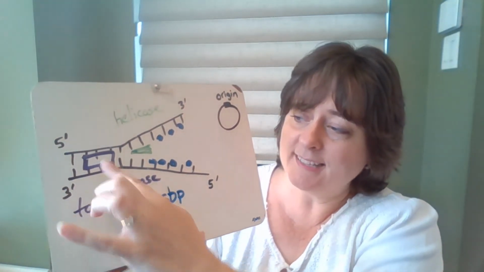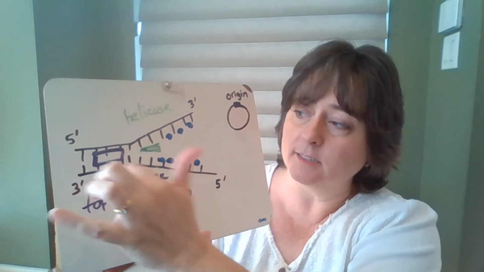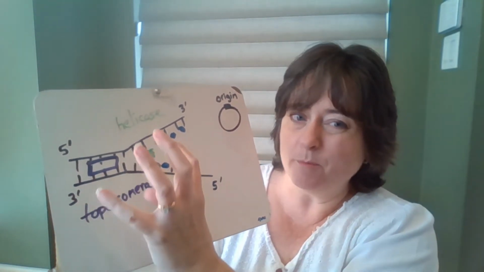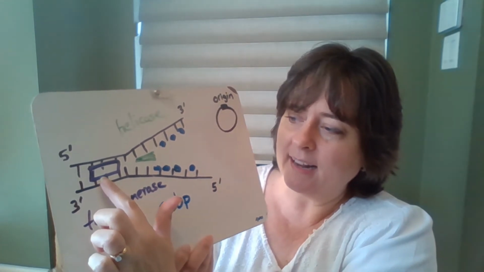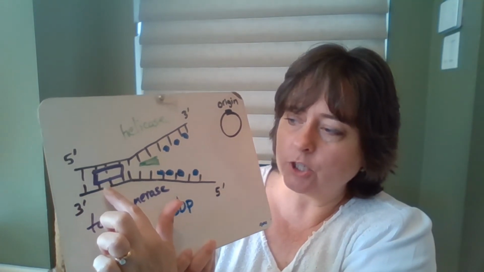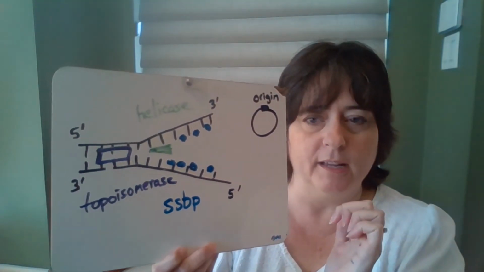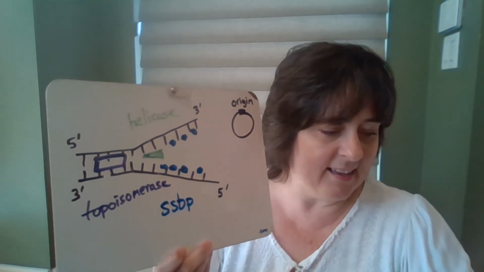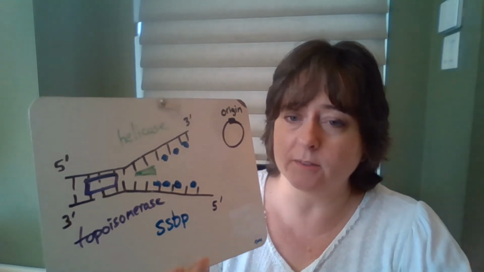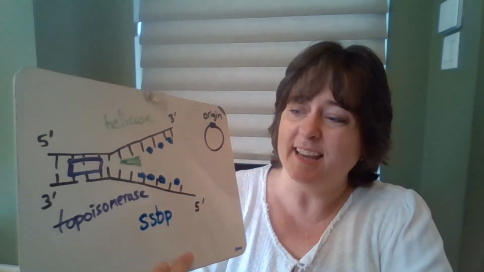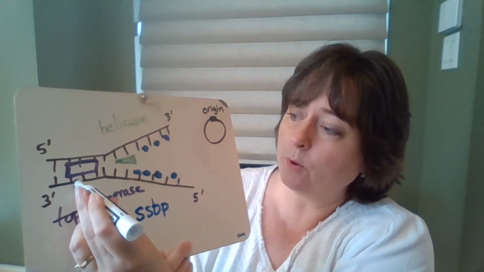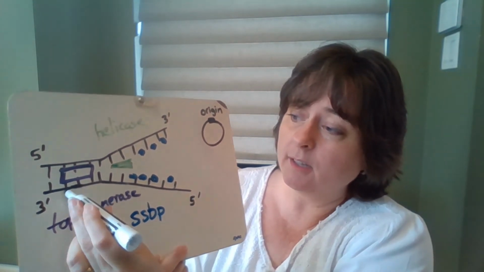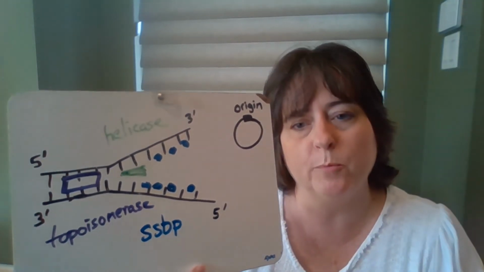The way it does that is this enzyme binds to double-stranded DNA. And remember, it's got a lot of pressure on here. It actually nicks that sugar phosphate backbone, and that allows it to uncoil. Then after it uncoils and that pressure is relieved, it's able to put it back together. So that's what topoisomerase does.